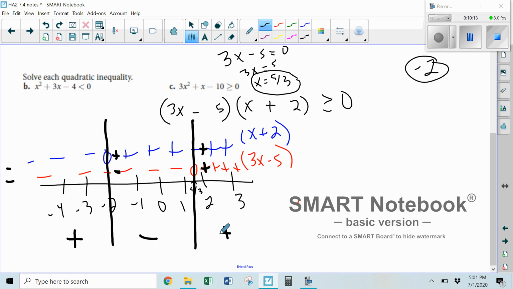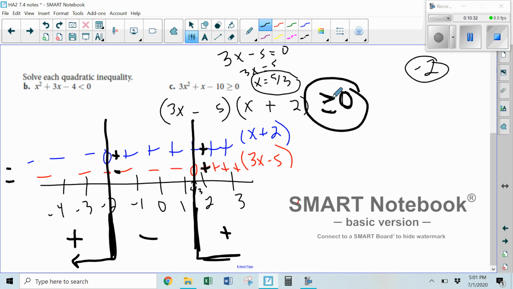Now, what section of these three do we want? We want the multiplication of these two to be greater than or equal to 0. Well, positive numbers are greater than 0, so I want this section. Negatives aren't. And I want this section. I want it to be greater than 0. Positives are greater than 0. So these are the two sections I want. Notice they're not touching each other, these two sections. So my answer is going to be written as two separate parts.